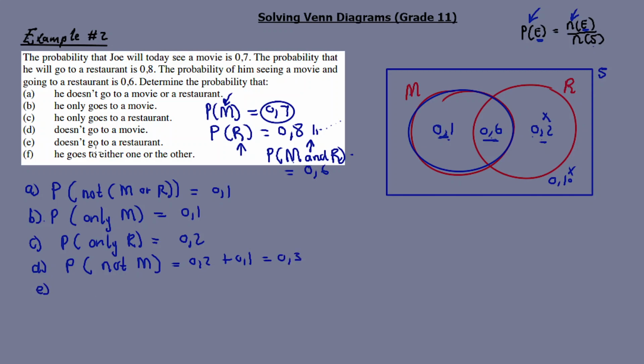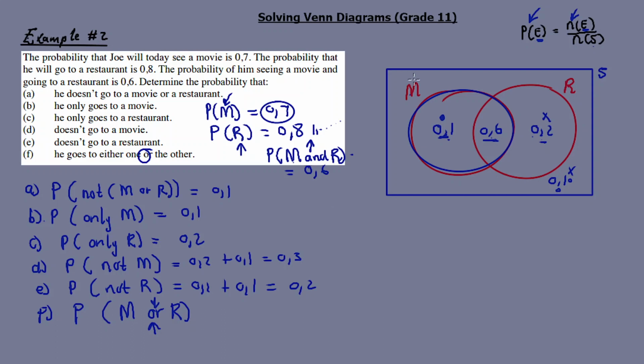E, does not go to a restaurant. This is the restaurant. Me not going to the restaurant, it's this one and this one. Not R, not the restaurant, it's 0.1 plus 0.1, or 0.2. F, he goes to either one or the other. It's either the movie or the restaurant. So the or, it's what? It's union.